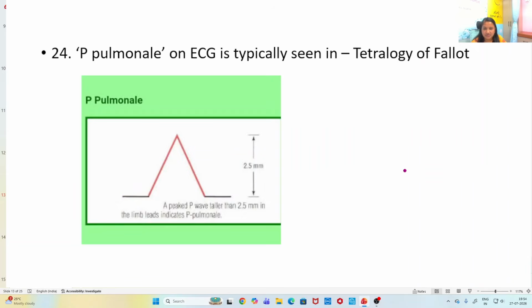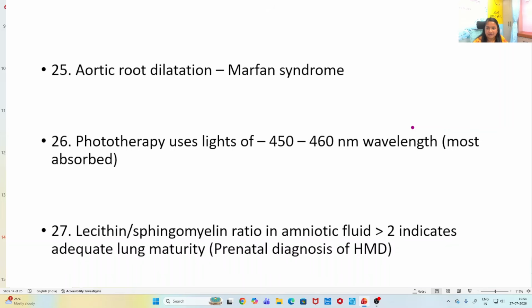P pulmonale: over here you can see a peaked P wave taller than 2.5 millimeters in the limb leads. This indicates P pulmonale, and this is seen in tetralogy of Fallot. Aortic root dilatation is classically seen in Marfan syndrome.